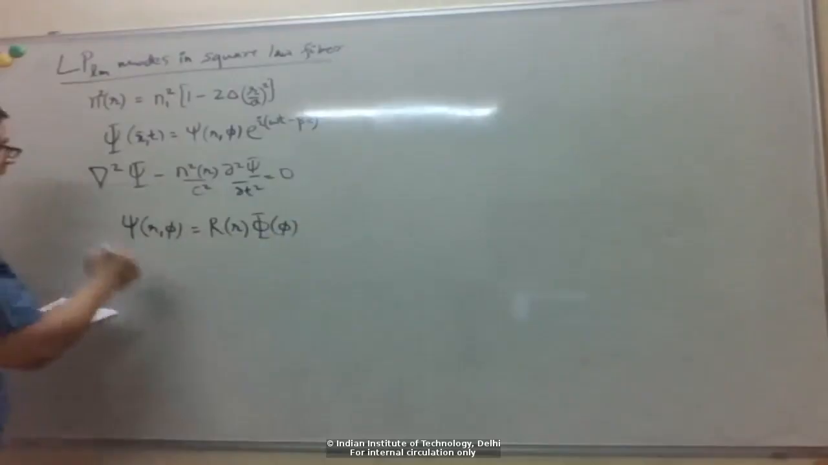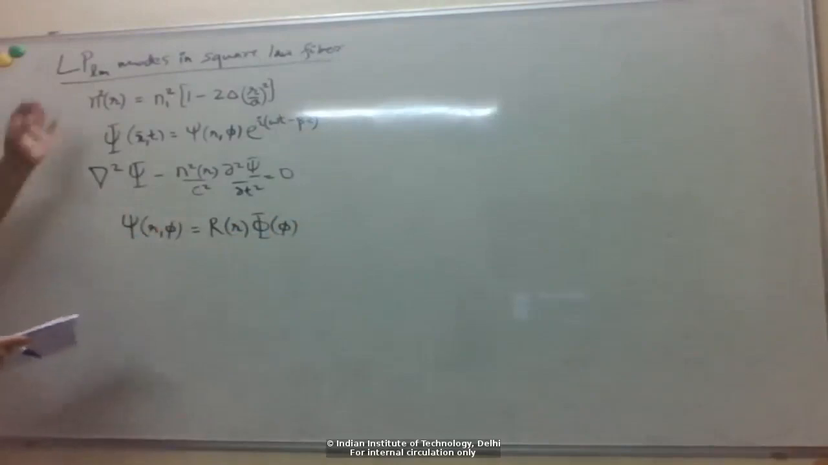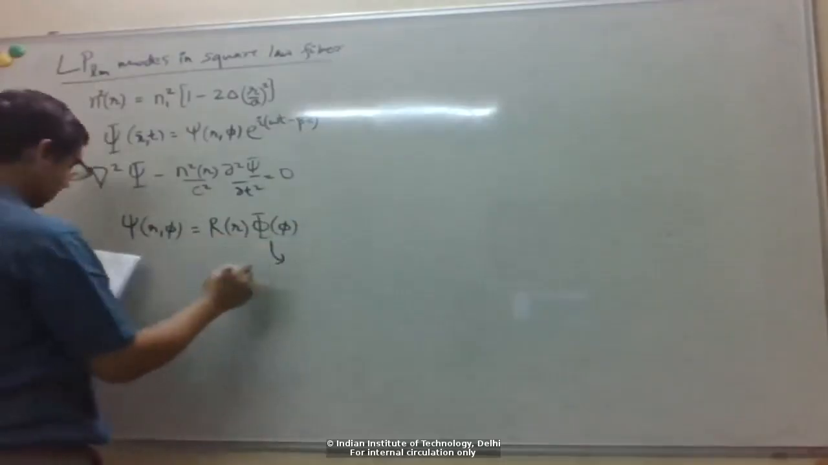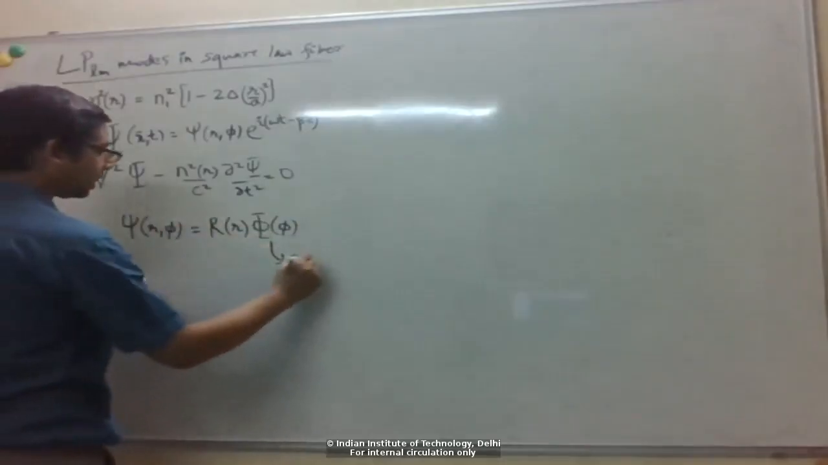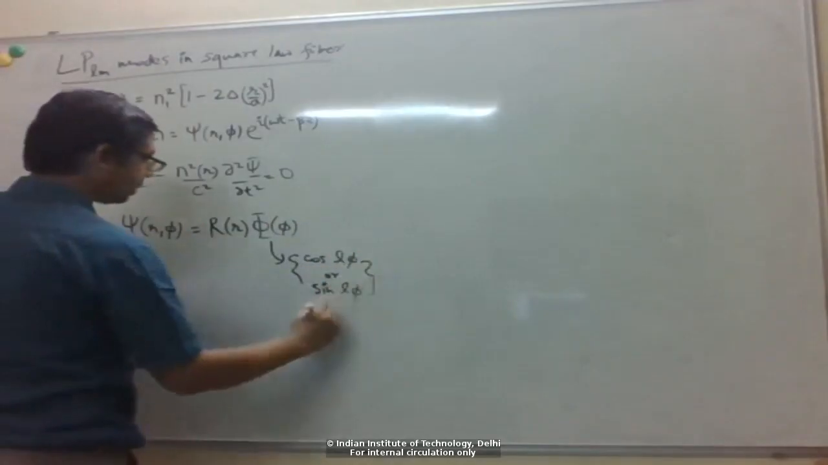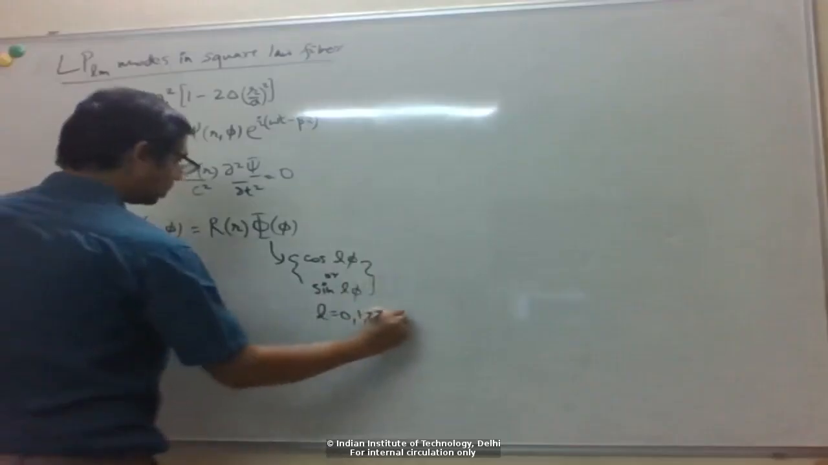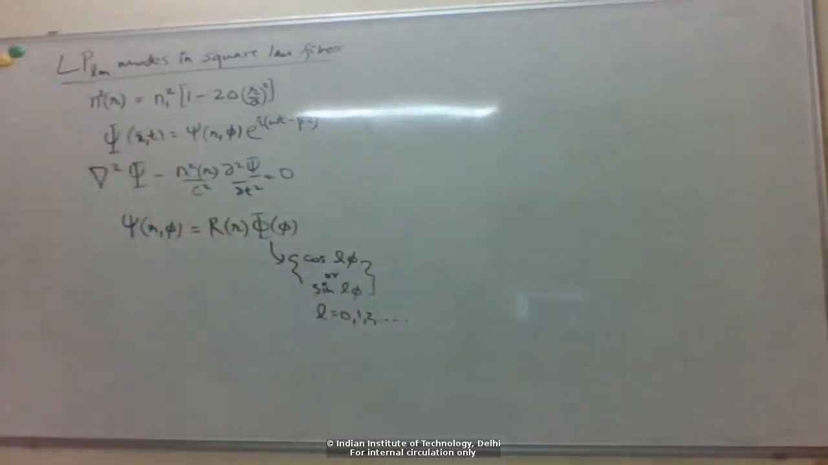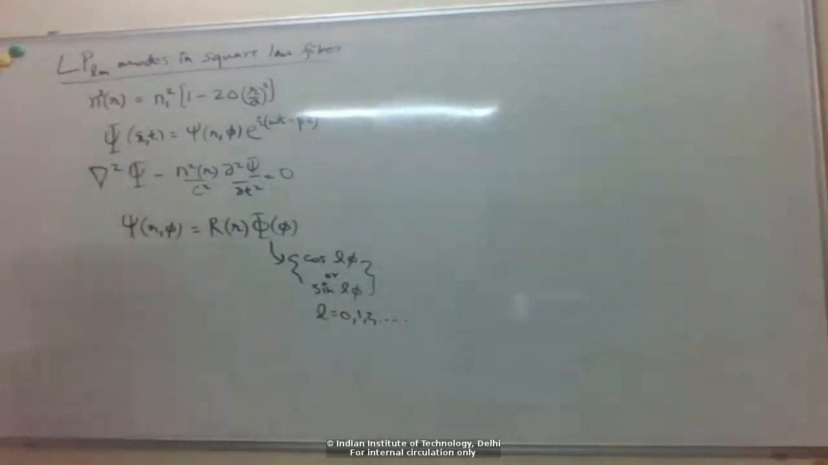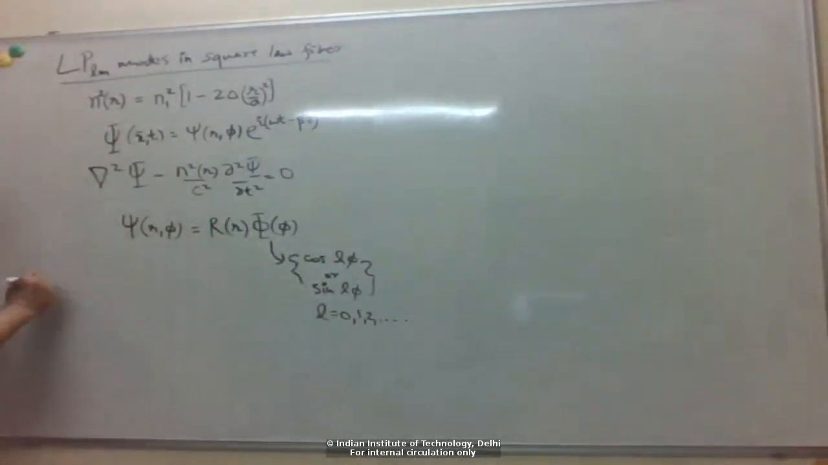I won't write all of the steps again. It's the same as what we had in the step index fiber. Then we separate out the equations for r and phi, and for the solution for phi, we get cosine L phi or sine L phi, where L is an integer. This part of the equation remains the same, because the refractive index just depends on the radial coordinate. So the solution is the same, and then we are left with the radial part.